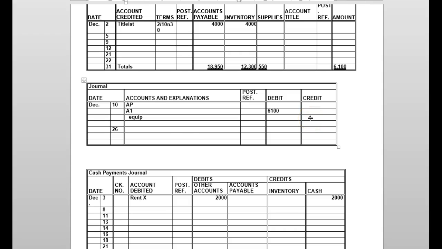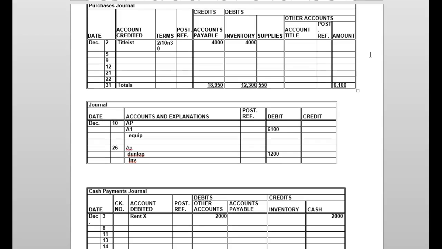Now you would have to do the same thing for the 26th. You would be AP, right? The vendor, which is Dunlop, the amount that they returned, and what does this one come out of? This one comes out of inventory. So this is a little more cumbersome, obviously, than this is, but there's no way in a special journal to reverse an entry and still maintain the purpose of that journal. So that's where you're going to use your general journal.